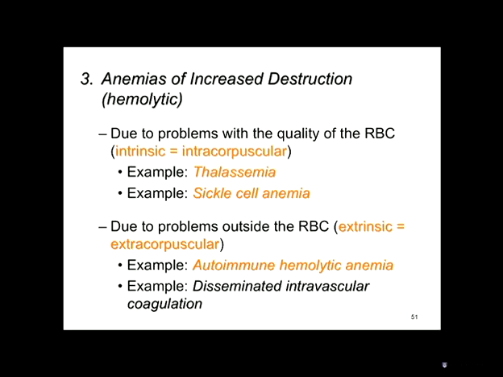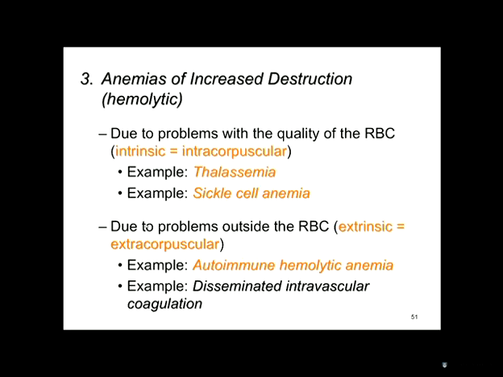Next group, increased destruction. So these are called hemolytic, and it's that third group in the mechanistic classification. I already showed you what thalassemia can do. It has more features related to decreased production, but also some features of increased destruction, such as marrow placed in unusual places, as well as occasionally cell lysis. But the best example, a more pure example of anemia of increased destruction is sickle cell anemia. And we'll specifically talk about sickle cell anemia.